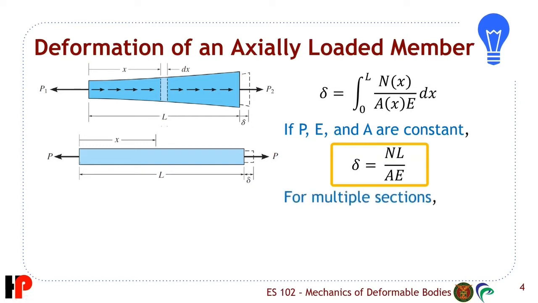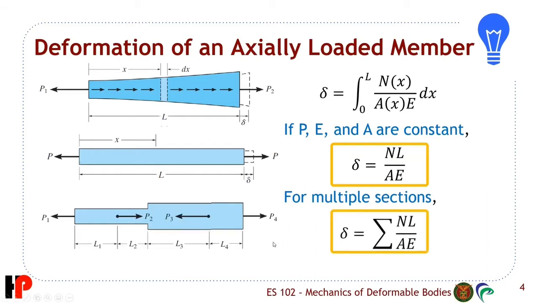Now, for multiple sections, when the properties change, for example here, we have to take the sum of NL over AE. Here the cross section is different compared to here, and the internal force in the first length is different from the second length. So you have to analyze them separately, and then just take the sum of the deformation, NL over AE.